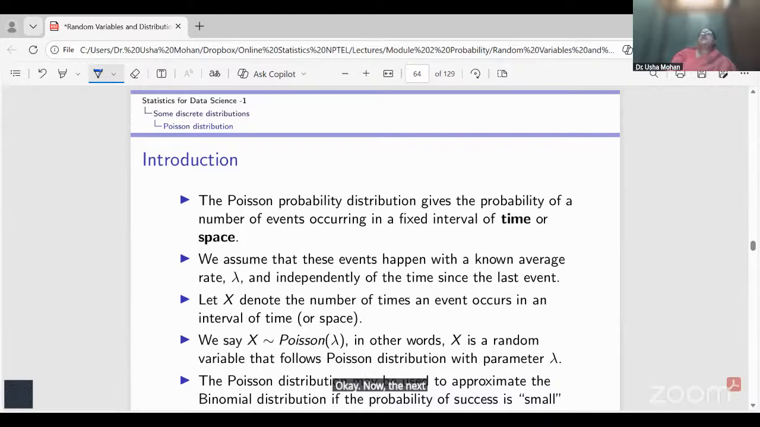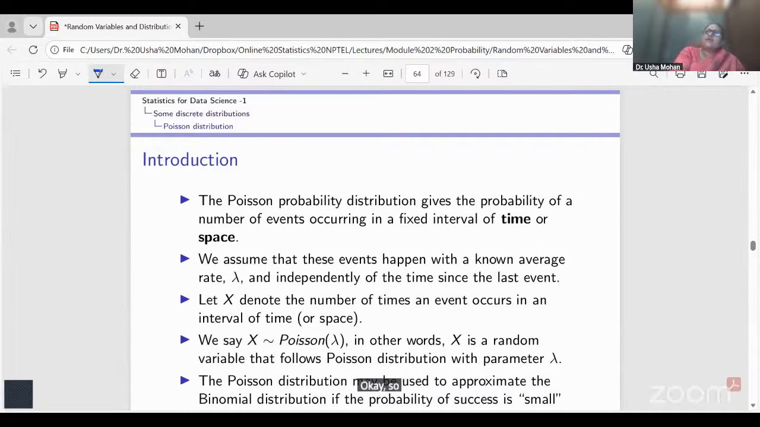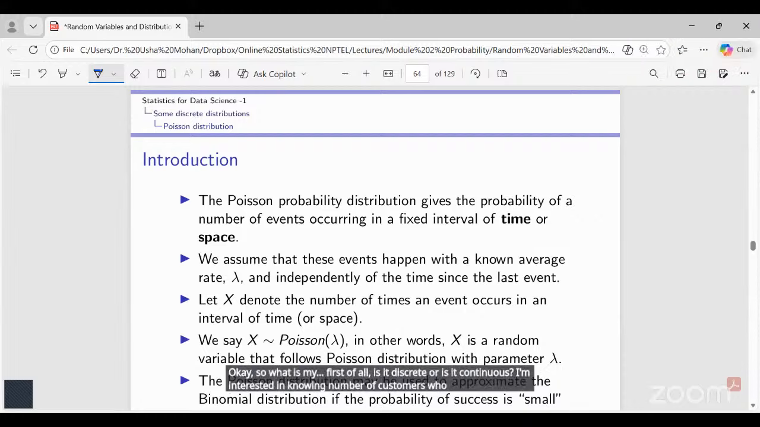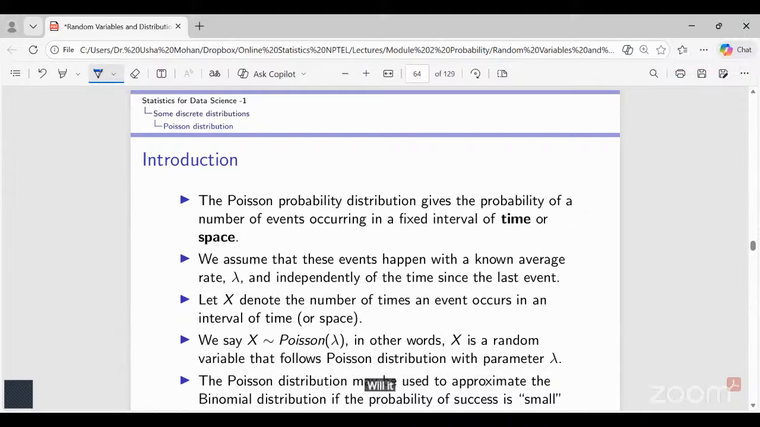Now, the next distribution that we are going to look at is what we call the Poisson distribution. Many a time we might be interested in counting the number of events that happen either in an interval of space or in an interval of time. What do we mean by that? For example, if I'm interested in knowing how many people have entered a superstore from morning to afternoon. First of all, is it discrete or continuous? I'm interested in the number of customers who enter a place during a given time. Will it be continuous or discrete? Discrete.